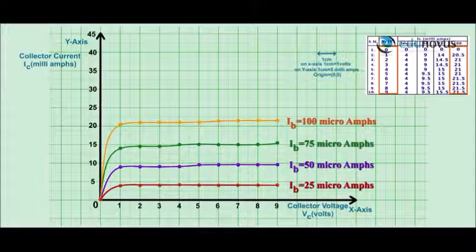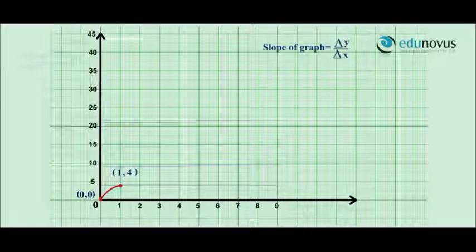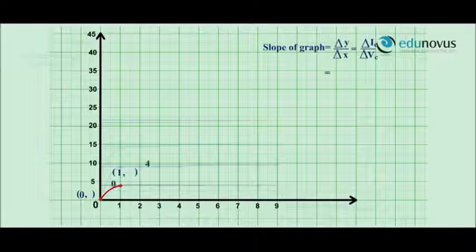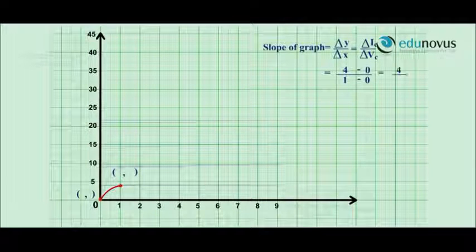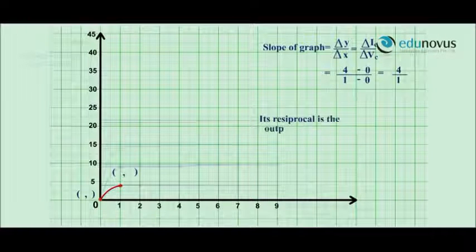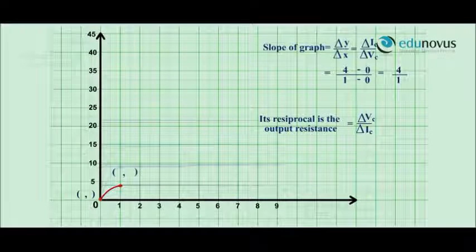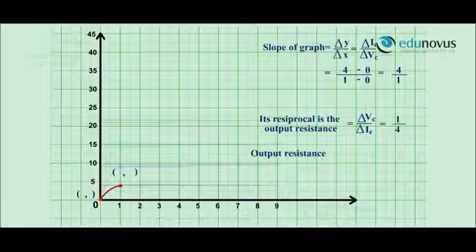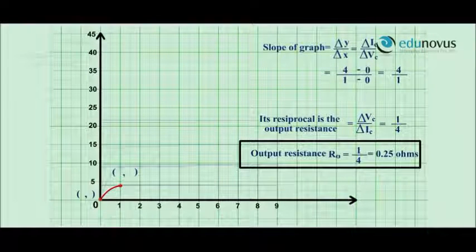Here, the slope of the graph is given by delta y by delta x, which is equal to delta IC by delta VC, which is 4 divided by 1. Its reciprocal is the output resistance, which is delta VC by delta IC, that is equal to 1 by 4. Therefore, the output resistance RO is 0.25 ohms.